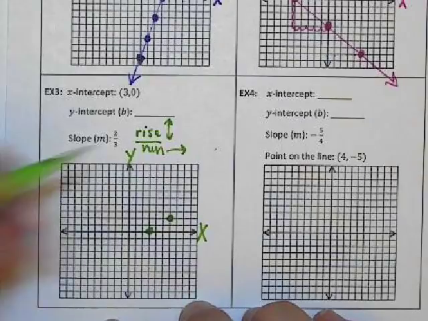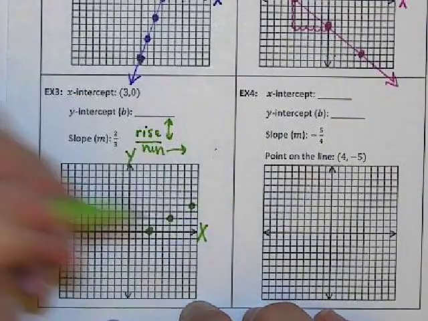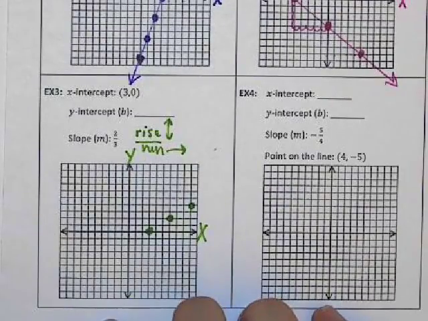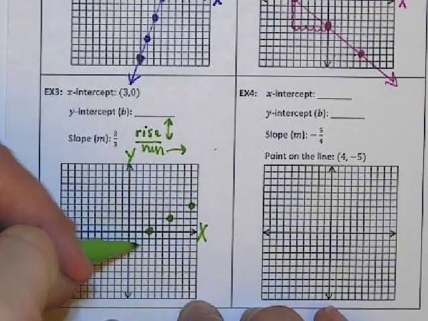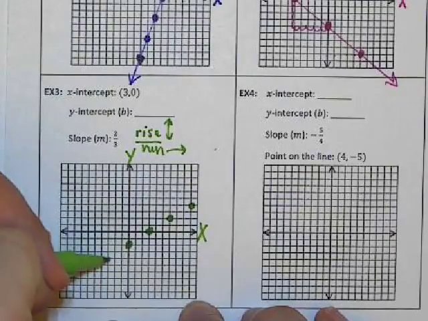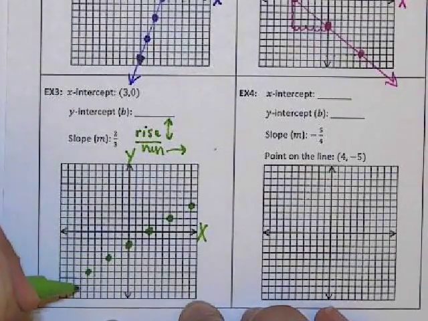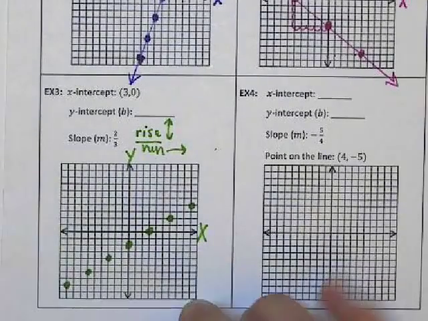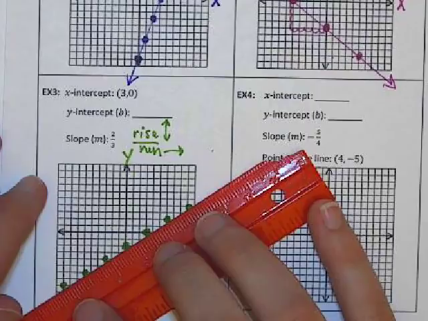And do it again. Up 2, to the right 3. I can't do it again or I'm going to be off the graph. So now I go opposite. Down 2, the other way 3. Get them all plotted on there and then draw your line.